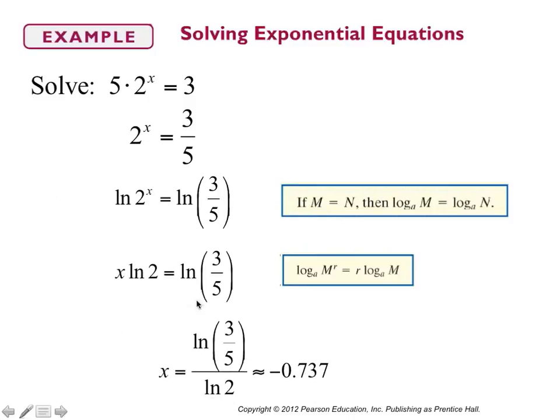Divide both sides by ln of 2, which is not very nice looking, but that's okay. We get ln of 3/5 divided by ln of 2, and that's going to be approximately equal to negative 0.737. So this right here would be our exact answer, and then this would be our approximate.